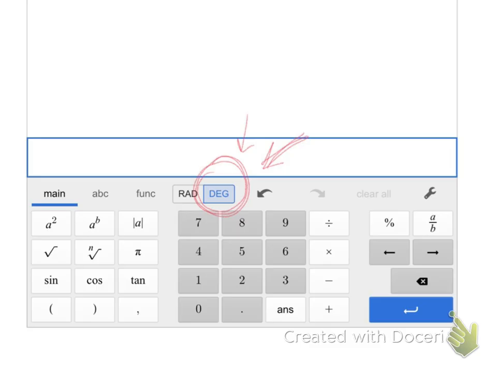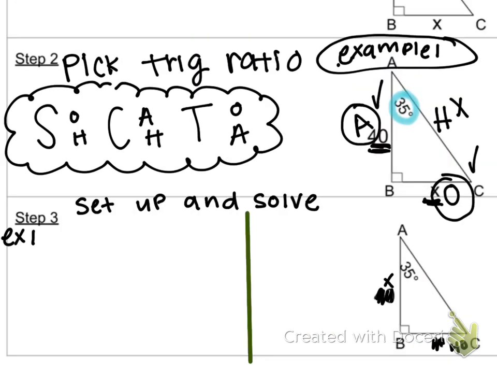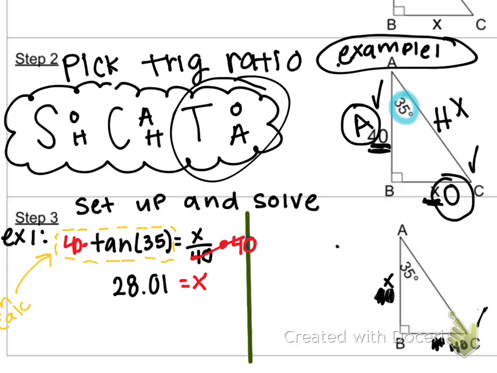Now the second thing is, how do I put it in my calculator? Now if you look at right here, you have them right here, sine, cosine, and tangent. Okay, so you can click those buttons or you can type it with your keyboard. It really is up to you, whatever you want to do. Okay, so the way that you would type it is just like you have it on your paper: 40 times tangent of 35. Okay, and our answer for this one is 28.008. You're going to go ahead and round to the hundredths place. So this would round to 28.01. So let's go back to our question right here. And our answer for this one is 28.01.